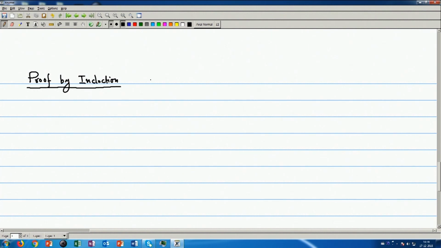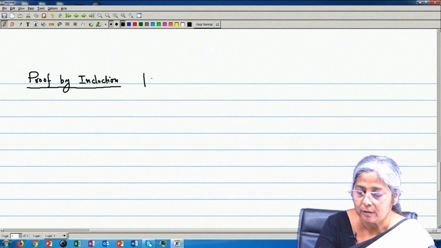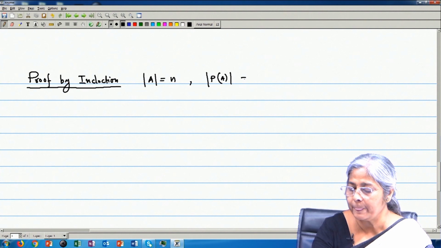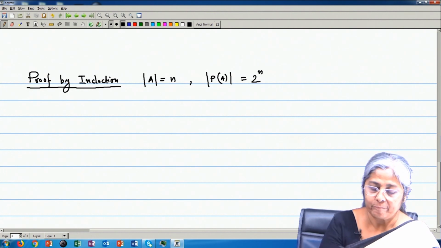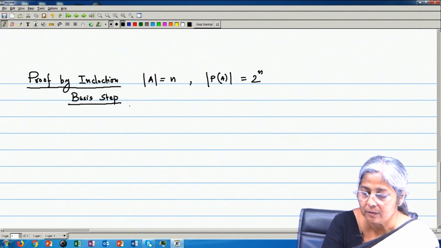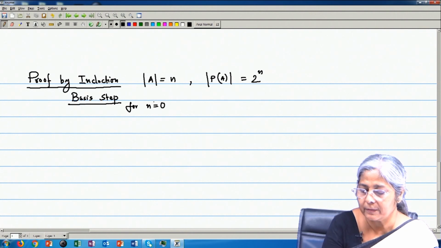So, the conjecture is that what we have to prove: the cardinality is n, that means n number of elements. We have to prove the cardinality of the power set of A is 2 to the power n. So, we consider the basis step. For the basis step we consider n equal to 0.